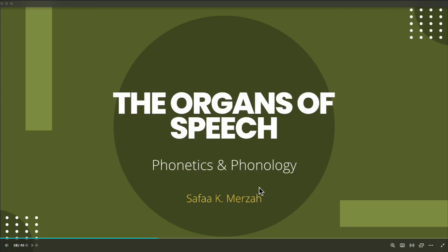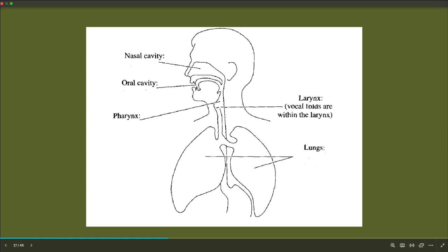Okay, now let's move on to the second part of this lecture, which is all about the organs of speech. We will be exploring the parts of your body that work together to produce the sounds we use in language. Alright, let's start by looking at the key organs involved. First of all, we have the lungs. Think of your lungs as the engine of speech. They provide the airflow needed to produce sound. Without air from the lungs, we wouldn't be able to speak at all.